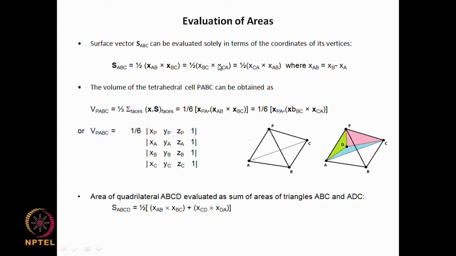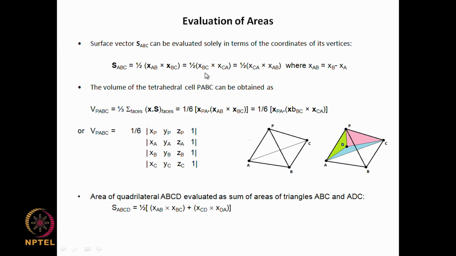When you are evaluating for cell J and the neighboring cell K, and if SABC is a common surface, then the same three points ABC will come into play. If we make use of these formulas, then the area of that particular ABC surface is the same whether you evaluate it for this cell or for the neighboring cell. So, this becomes a consistent evaluation of the surface area vector, in the form of this cross product of these vertices.